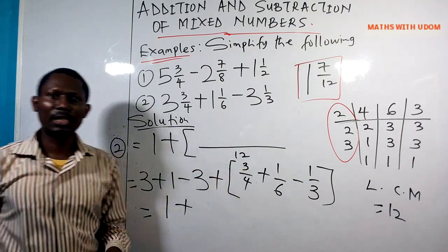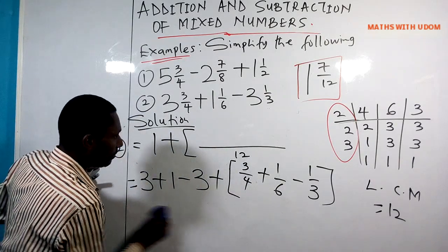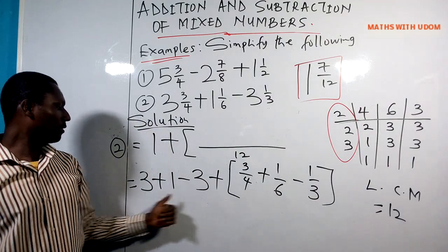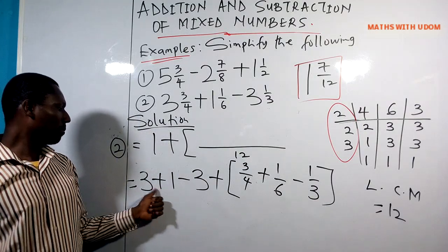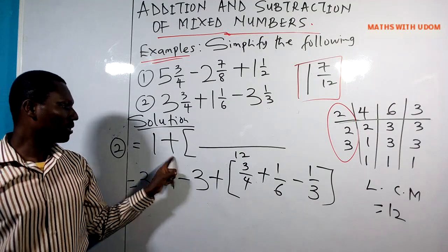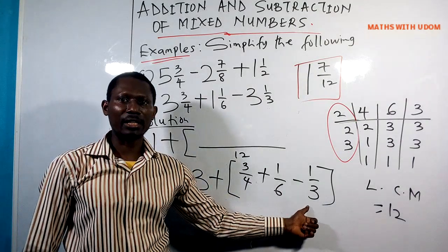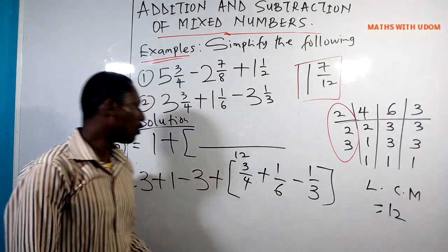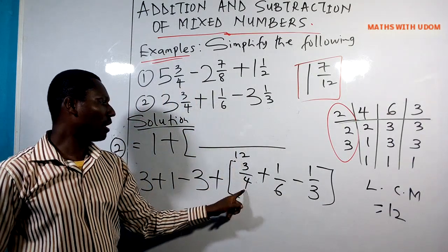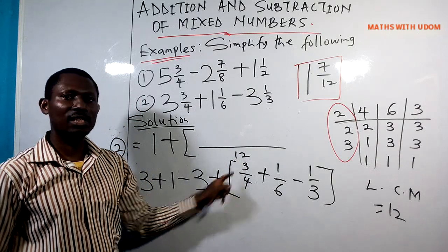Now let's continue. Now let's remove this. Now from here we have 3 plus 1 is 4. 4 minus 3 is 1. Plus what we have in the bracket here. We have gotten the LCM of 4, 6, and 3. And that gives us 12. Then we'll put the 12 under here. So how many 4 can go in 12? 4 in 12 is 3. 3 times 3 is 9.